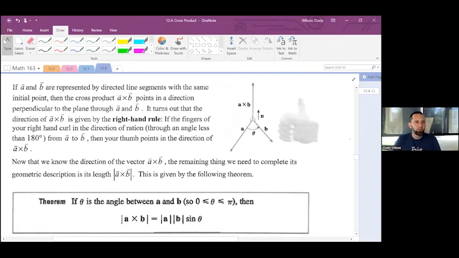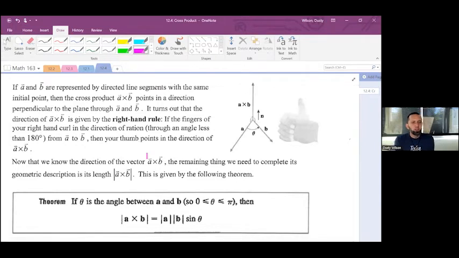As I mentioned earlier, if A and B are represented by directed line segments with the same initial point, then the cross product A cross B points in a direction perpendicular to the plane through A and B. It turns out that the direction of A cross B is given by the right-hand rule. So if the fingers of your right hand curl in the direction of rotation through an angle less than 180 degrees from A to B, then your thumb points in the direction of A cross B. Or if you point in the direction of A, point the rest of your hand in the direction of B, then your thumb will point in the direction of A cross B.